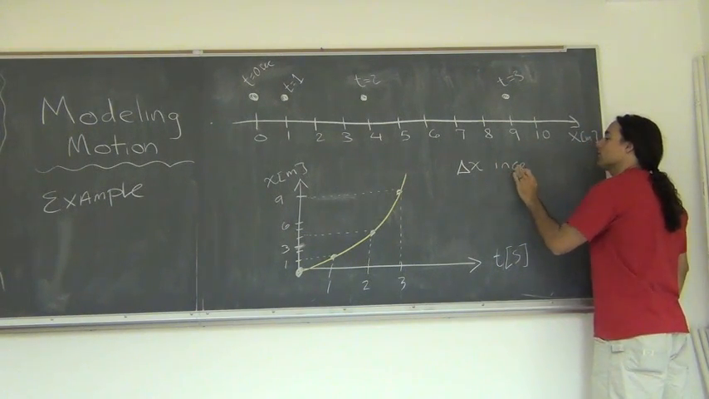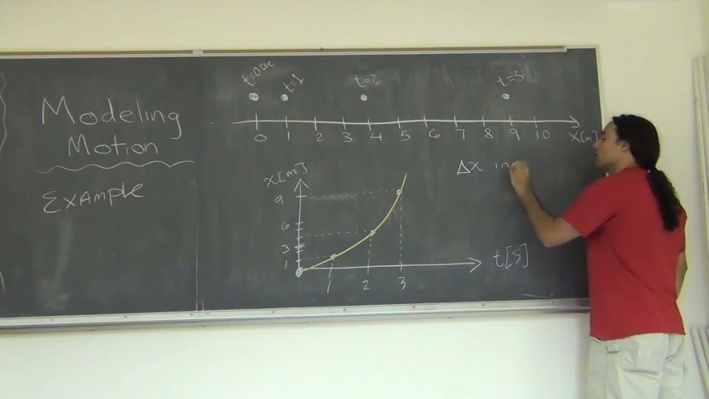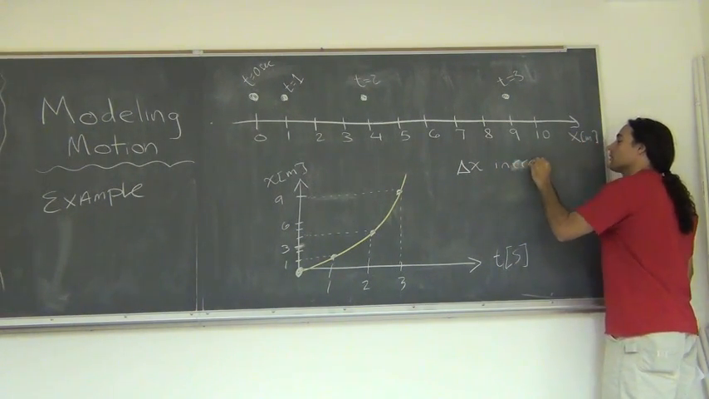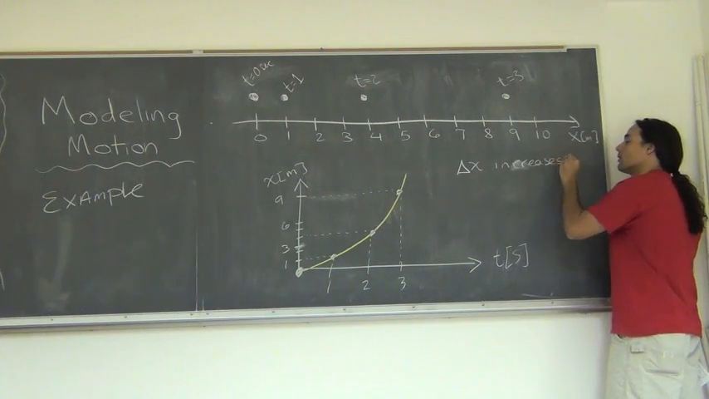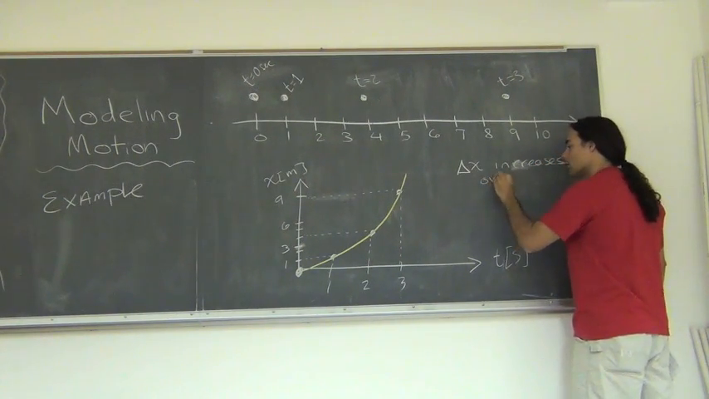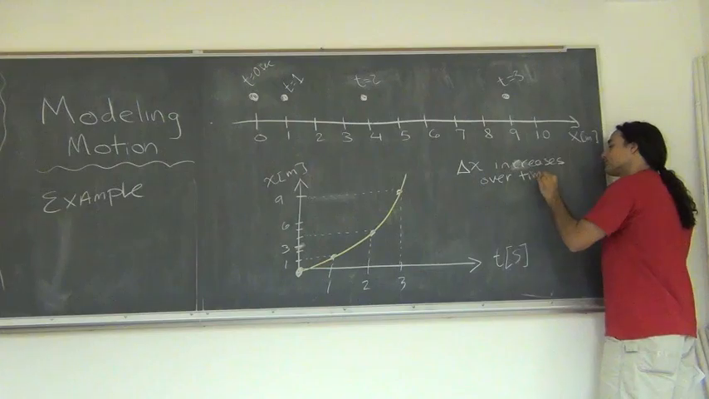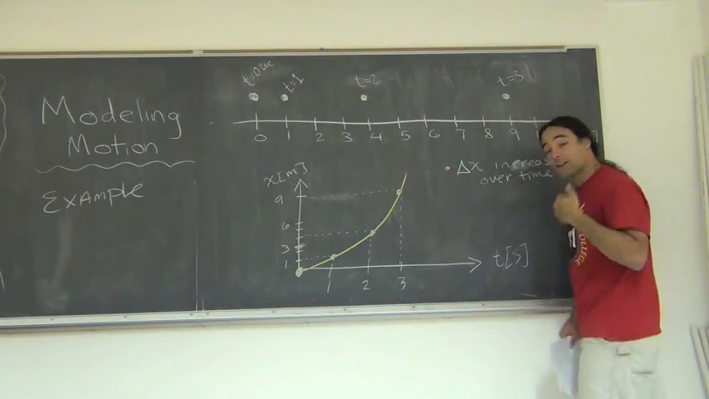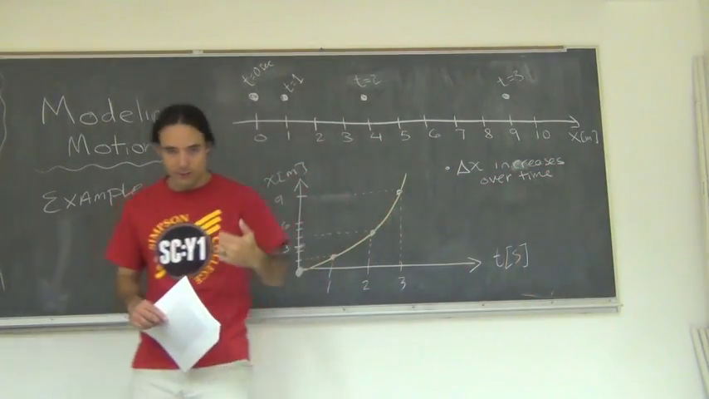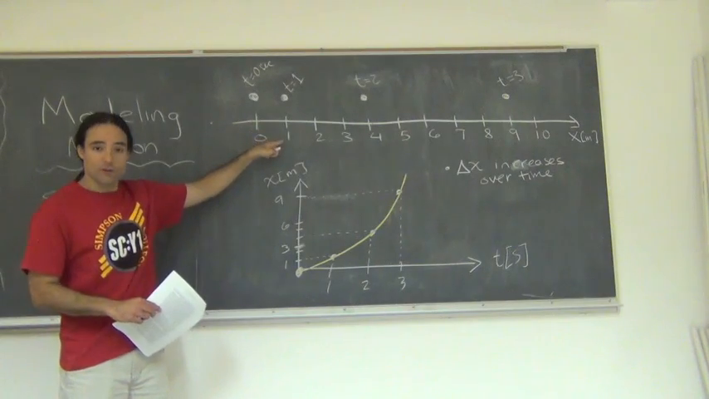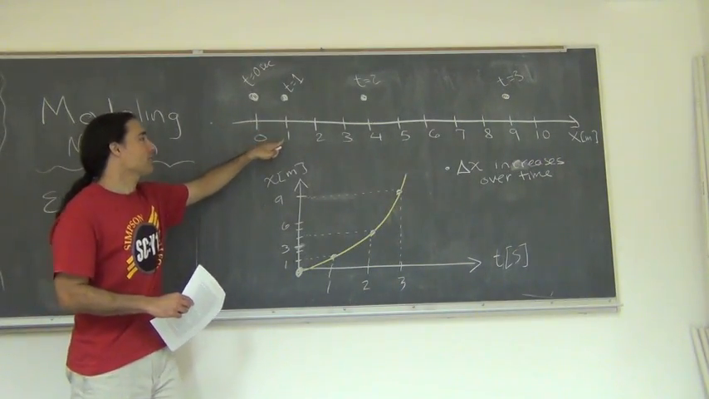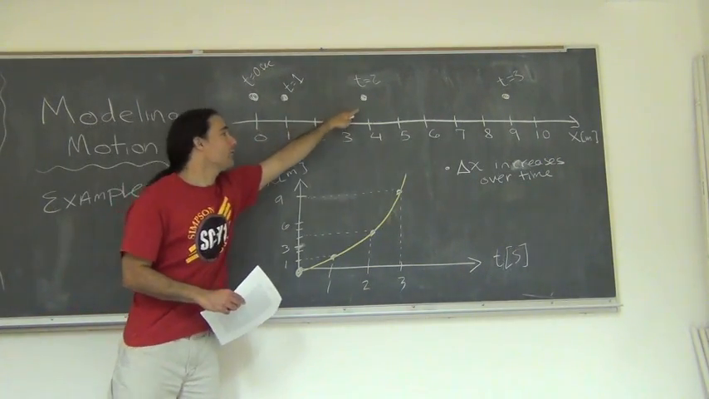Delta x increases over time. My displacement increases with each time interval. The displacement from 0 to 1 second is smaller than the displacement from 1 to 2 seconds.